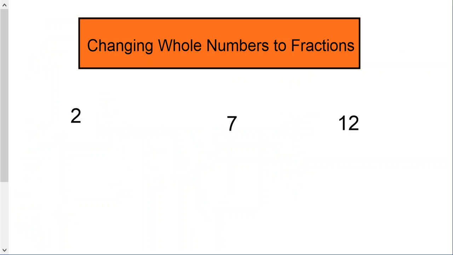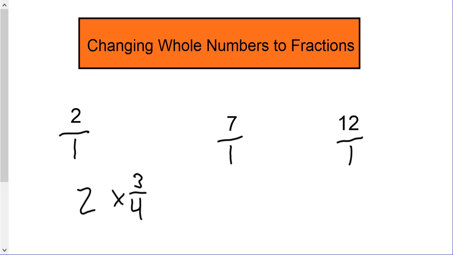And here goes the last one, changing whole numbers into fractions. Okay, so this one is easy. If we have a whole number and we want to turn it into a fraction, we just need to put it over 1. Okay, put your whole number over 1, and then you have a fraction. All right, and this is important too, because if you come across a problem that says 2 times 3/4, we need to remember that we can just put this number over 1, and now we can multiply our fraction.